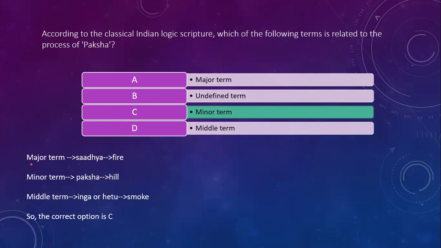Wait, what is this? Major term is sadhya, middle term is hetu. In the beginning I was right at first, but okay. Minor term is paksha. So major term sadhya, middle term hetu, minor term paksha. So paksha refers to the minor term. Major sadhya, you can say SHP: sadhya, hetu, then paksha.